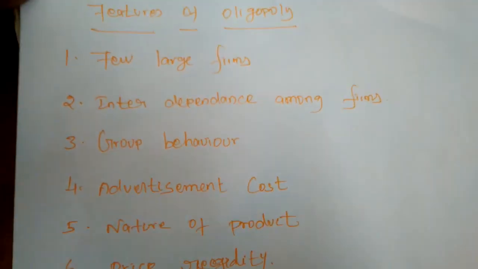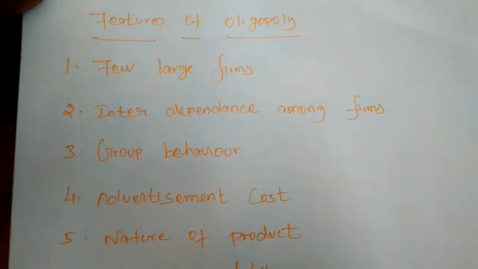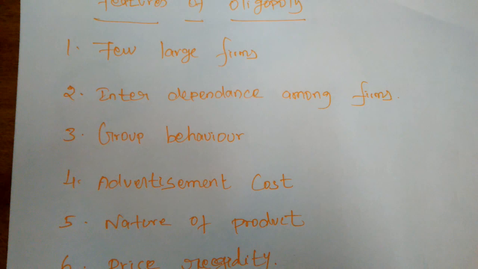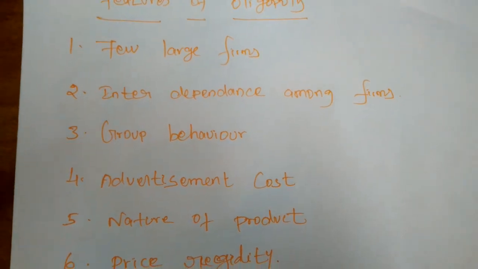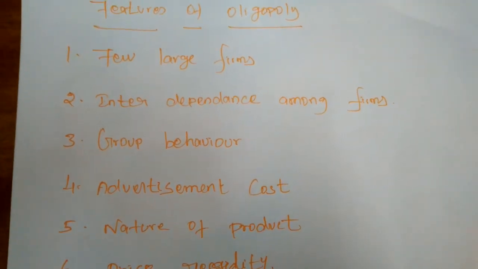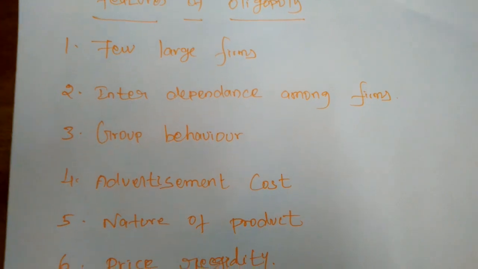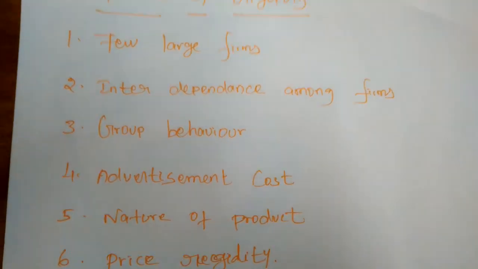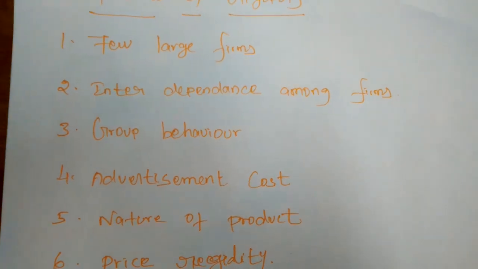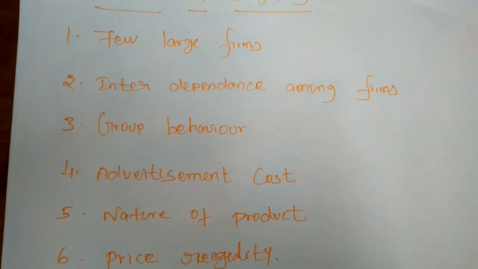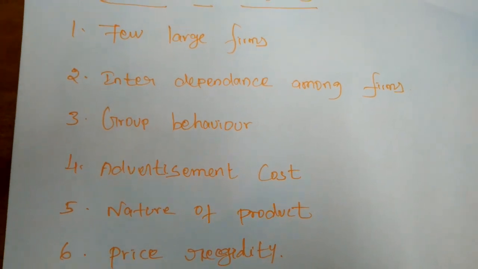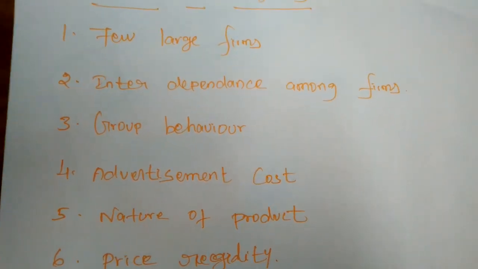For example, automobile companies like Tata, Honda, Hero, Maruti Suzuki and Ford. Only a limited number of products and firms will be there. They may produce different or homogeneous products, but these five firms will have more power, dominating the automobile market.